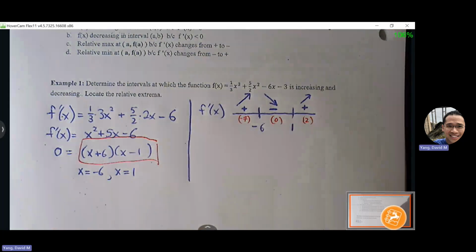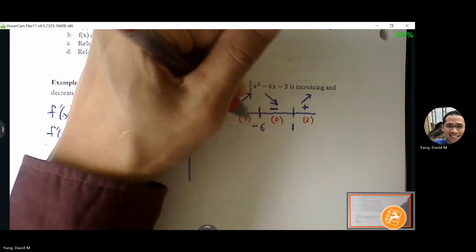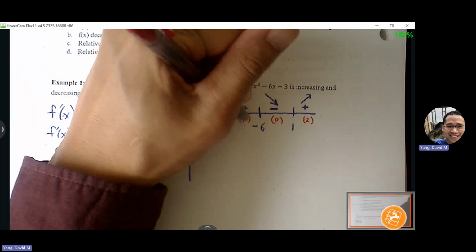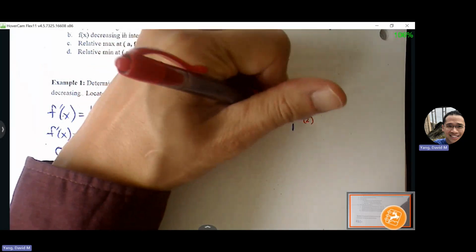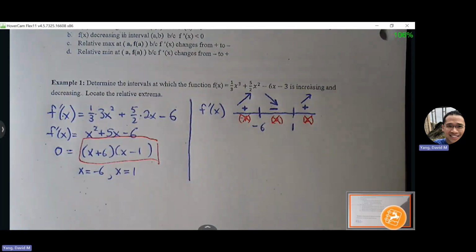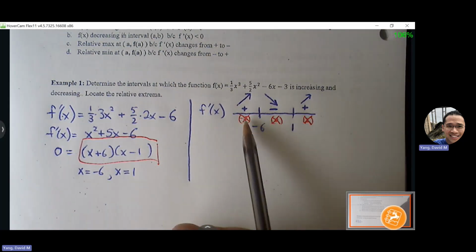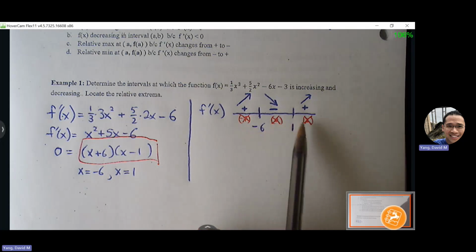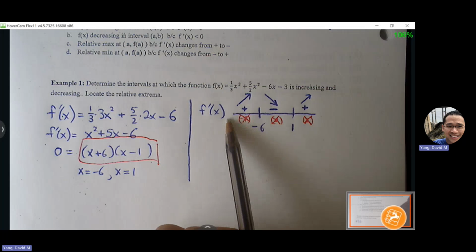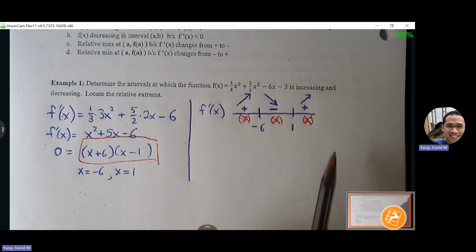So as a reminder, do not use these test numbers for anything else, right? The whole purpose of those test numbers was just to figure out the direction of motion, but when you write your intervals, do not include the -7, the 0, or the 2, right? You're just using -infinity, -6, 1, and infinity.